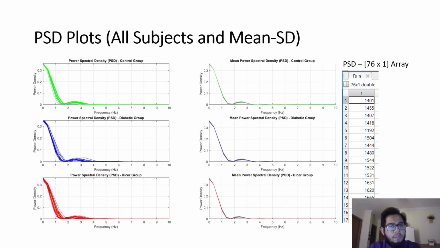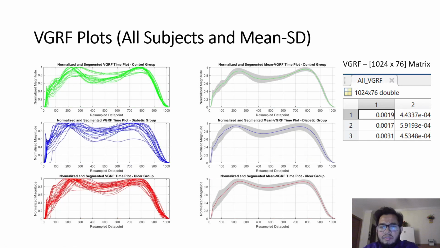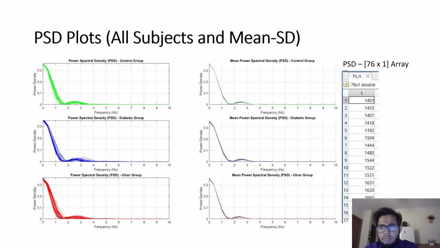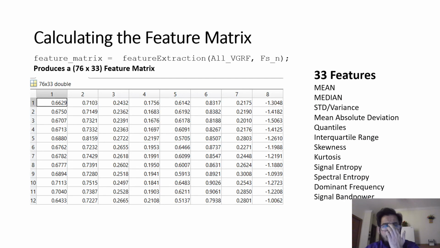We also plotted their PSD plots, power spectral density. It determines at which frequency their most power is, like their working frequency actually. So we have plotted a similar thing here. This PSD array, 76 times 1, and the VGRF matrix, we need both of them to produce the feature matrix here. As you can see, the code snippet.